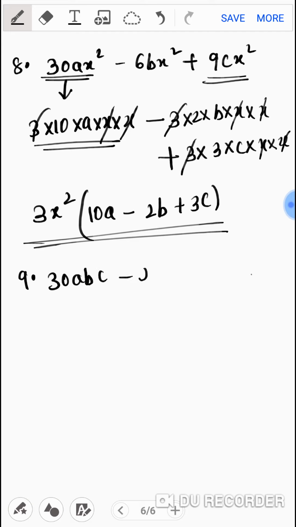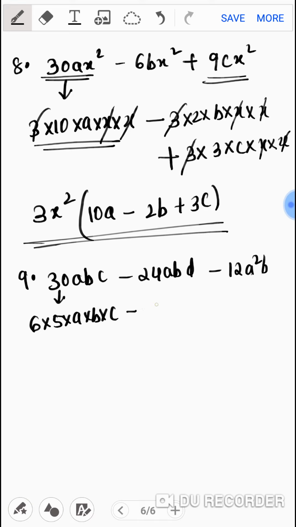30abc minus 24abd minus 12a square b. My dear kids, 30, 24 and 12. If you notice, it can go for the 6 table. Yes, so 6 can be the highest factor. Shall we go for 6? So how can I write 30? 6 into 5 into a into b into c. So that's your first term. How will I write 24abd? 6 into 4 into a into b into d. How will I write 12a square b? 6 into 2 into a into b.